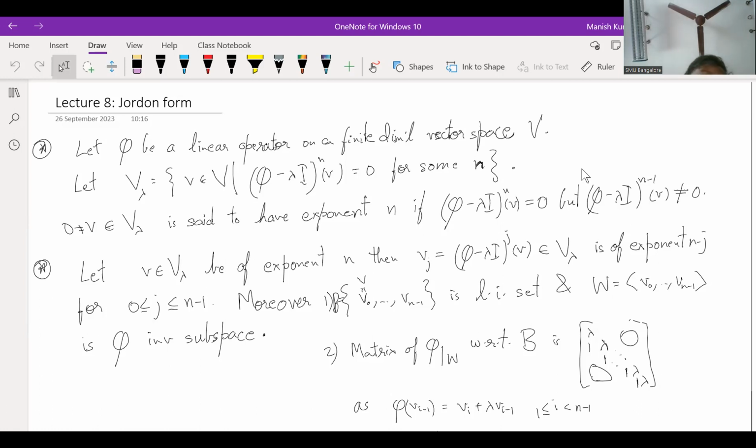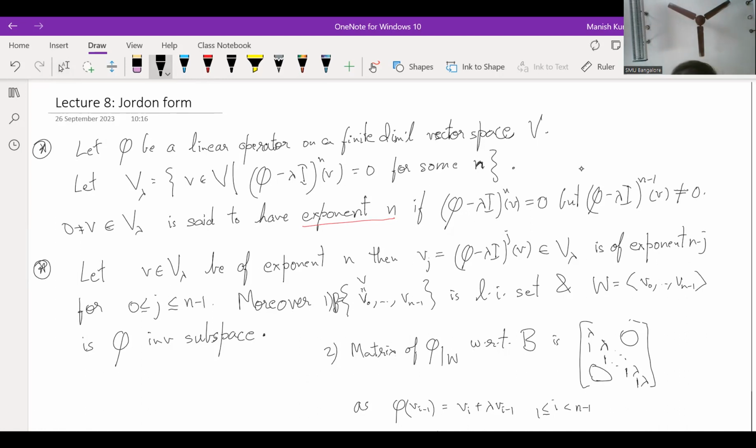So if we take a non-zero element v of V lambda, then we say that n is an exponent of v if phi minus lambda I power n v is 0, but no smaller power is 0. In particular, phi minus lambda I power n minus 1 v should be non-zero, and then of course the other smaller powers can't be 0 as well. So it's the least n such that phi minus lambda I power n v is 0. That is the exponent n. Maybe I can underline this.